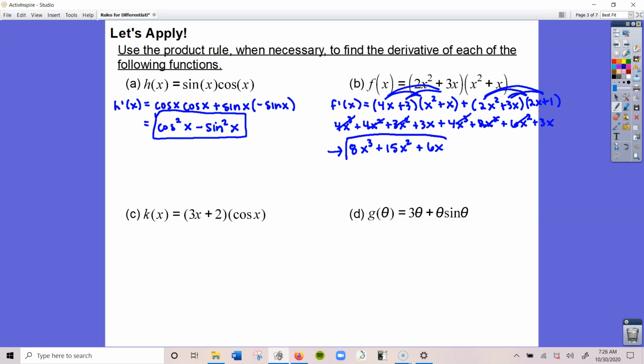Now again, this was a little bit more work. You could have just multiplied everything out at the beginning and then used the power rule, but I just wanted to practice this product rule.